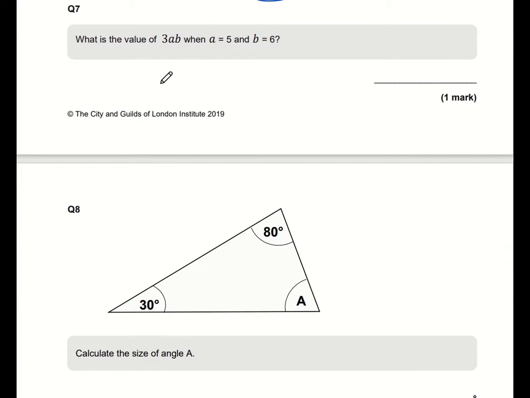Question number 7, 3AB means 3 times A times B. So this is 3 times 5 times 6. You can do the multiplying in any order. I would do the hard bit first. 5 6s are 30, so it's 3 times 30, or 3 times 3 is 9. Put the 0 back in, so the final answer is 90.